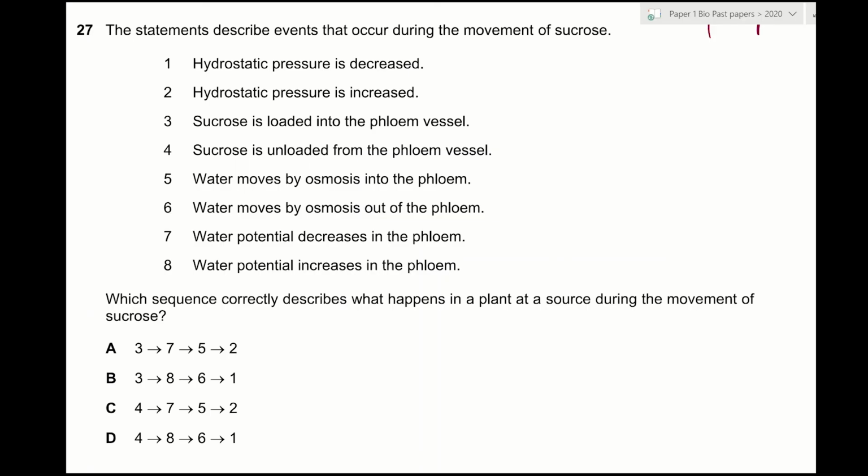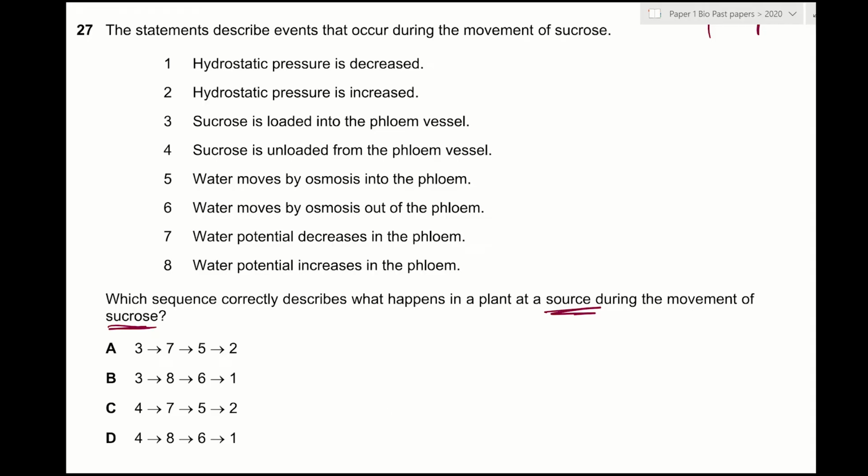Question number 27. The statement describes events that occur during the movement of sucrose. Which sequence correctly describes what happens in a plant at a source during the movement of sucrose? So I explained and recalled the process of loading of sucrose in the last question. You can go and listen to it. So hopefully you've understood my explanation very easily and you're now familiar with the process of loading of sucrose. Now let's see the suggestions that we have here. We have either 3 or 4.